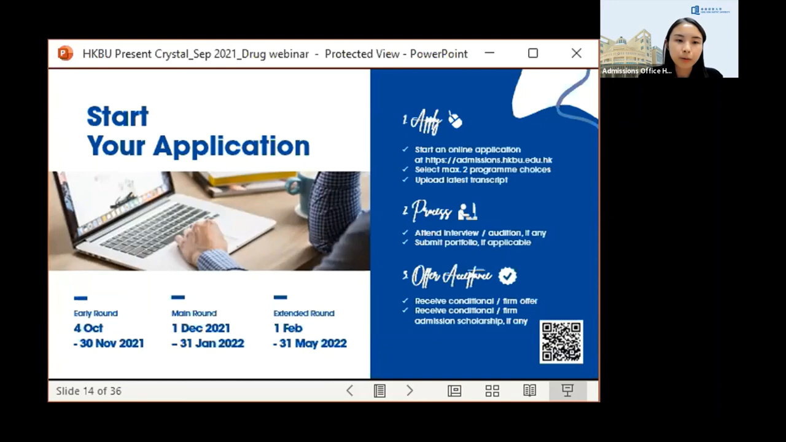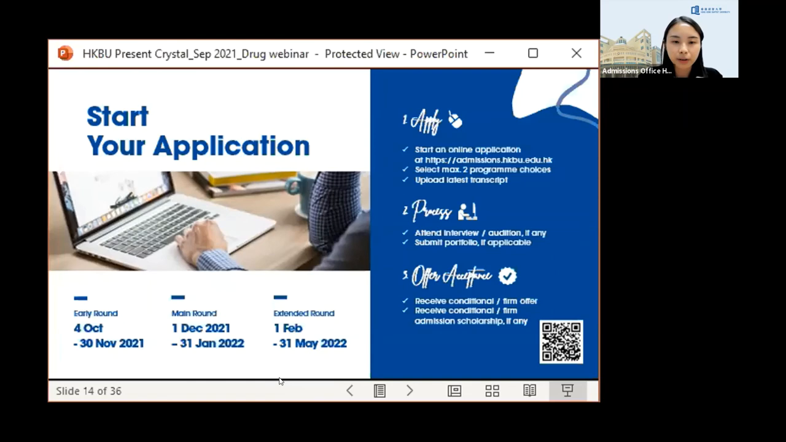And then I know that here we have a lot of different students. If you are in grade 12, you may aim for this timeline over here. We'll start our application in early next month, on the 4th of October. Our early round will end in November and the main round will end in January next year. We also have an extended round, which will end in May next year. We always encourage students to apply earlier, because the earlier you apply, the higher chance you can receive a scholarship or admissions offer from us.